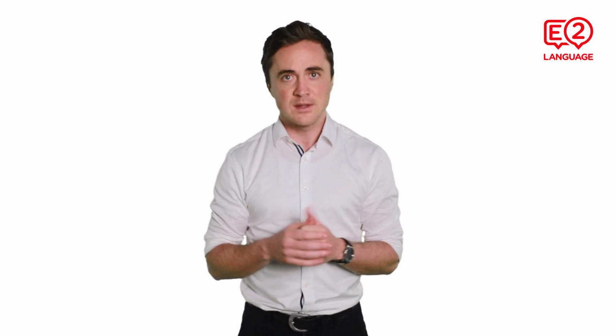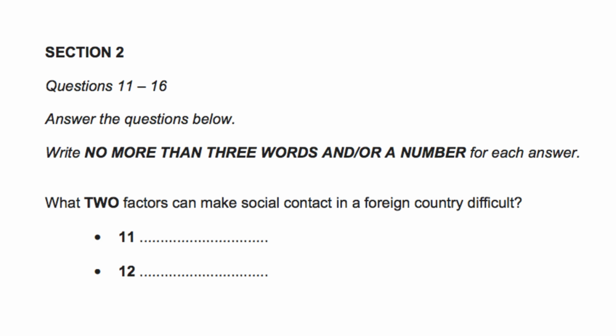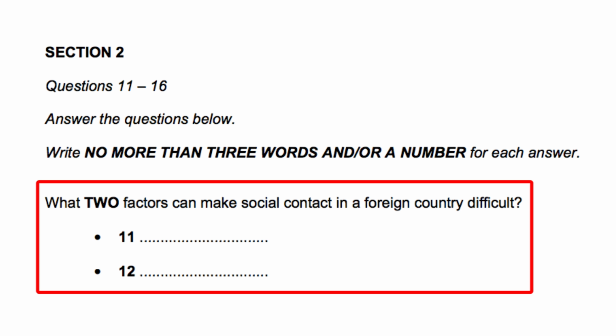By now you know from the other listening tasks that you must complete the questions by filling in the blanks, and that the recording provides the answers in sequence. Now, let's listen to a bit more of the recording while we look at the question sheet. Let's focus on question 11. It asks that we listen for two factors that can make social contact in a foreign country difficult.